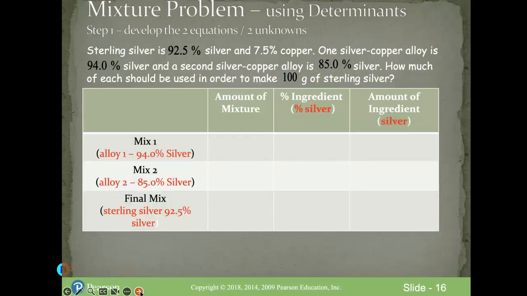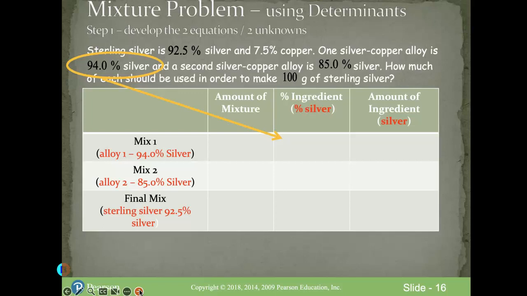I really like the way that this chart helps format or organize all of our information. So notice that along the columns here we have headings like amount of the mixture, the percent of the ingredient, percent of silver, and the amount of the ingredient of silver. Okay, and along the rows we have these labels: the mix 1 for alloy 1, mix 2, and the final mix that's supposed to be 92.5% silver. Let's see how the information within the problem can be used to fill in this chart.